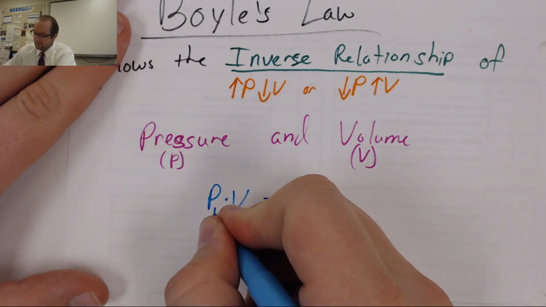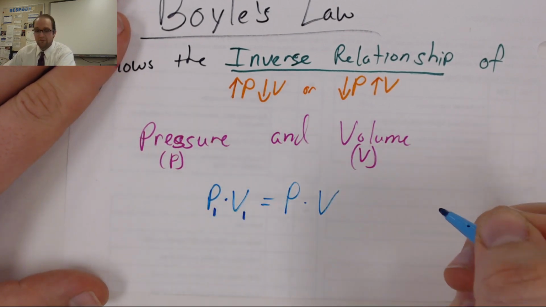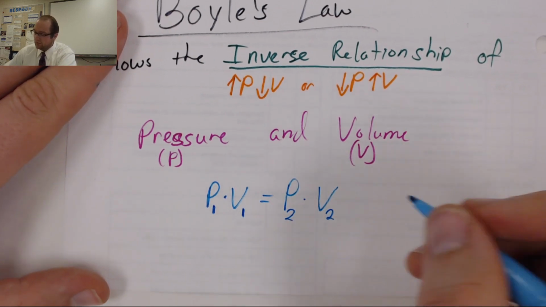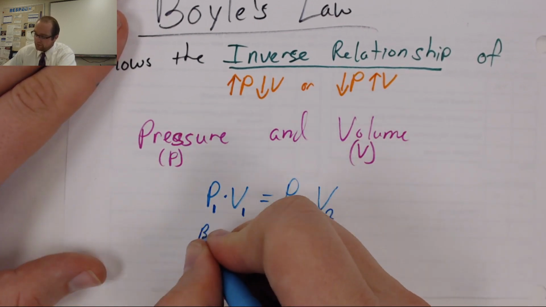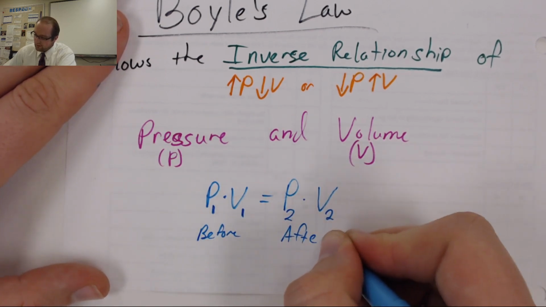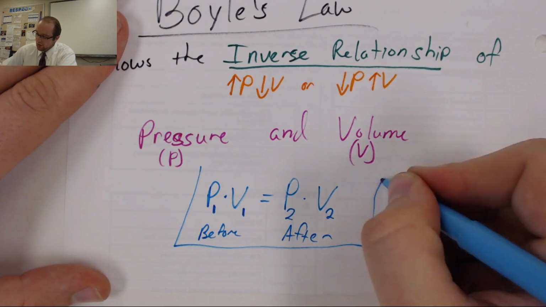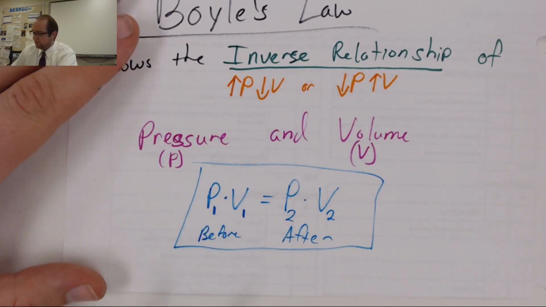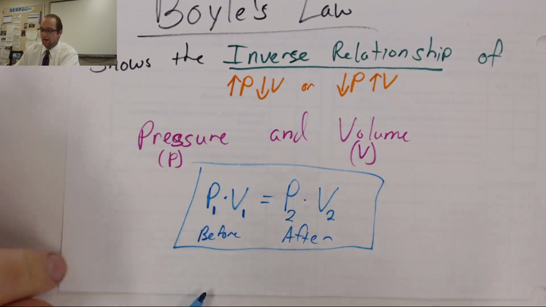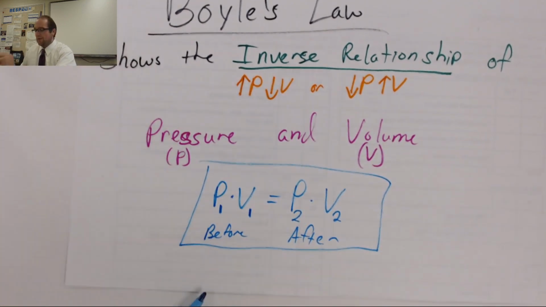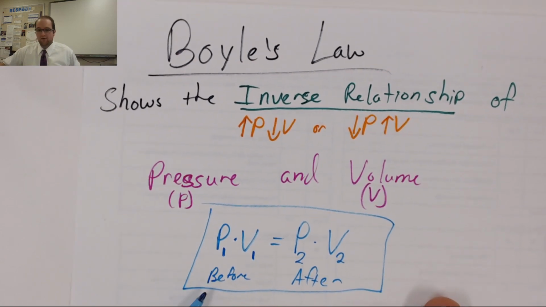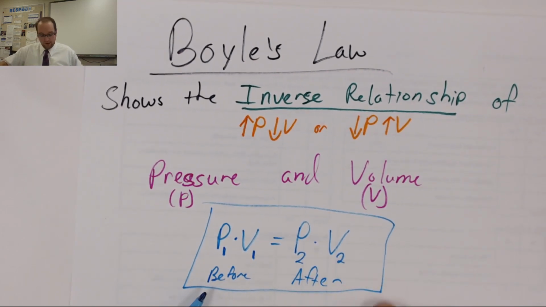So on the left-hand side, I'm going to write P1 and V1. And then on the other side, I'm going to write P2 and V2. So this represents a before state and an after state. So we can show a change between different scenarios, like before I push down and after I push down. We can figure out what's happening in these different types of equations. So again, make sure to pause if you need to. But let's take a look at our second gas law.